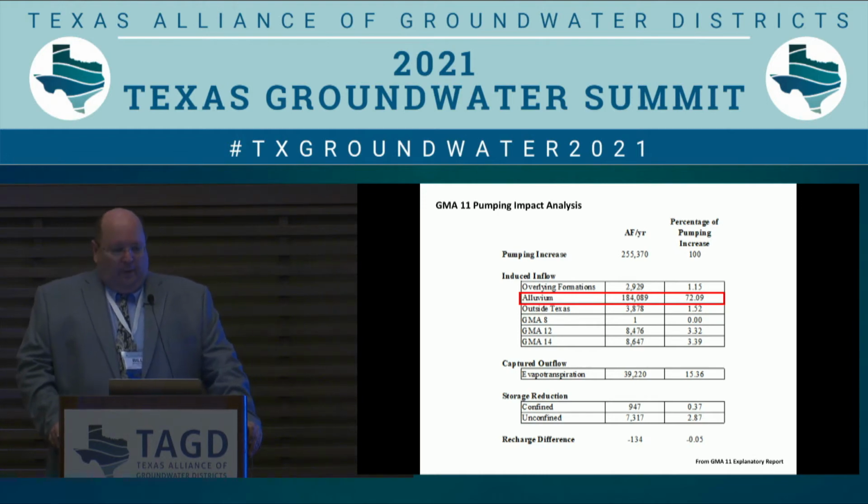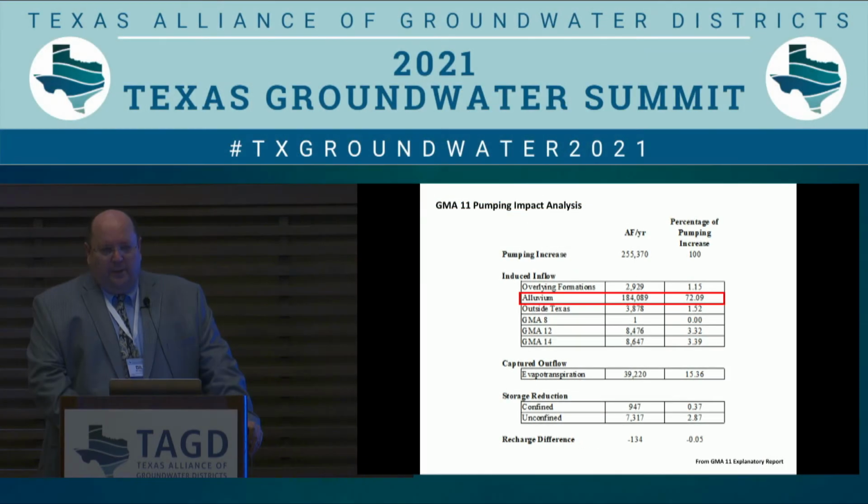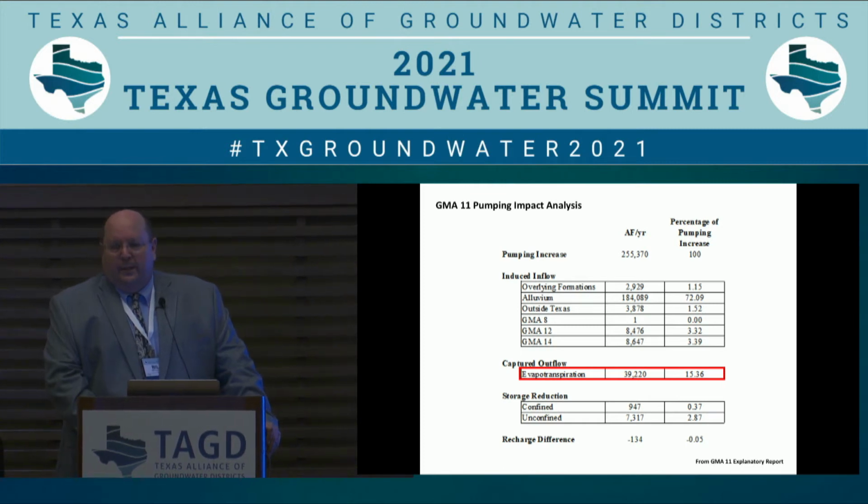The induced inflow from the alluvium represents about 72% of that total pumping increase. The alluvium is tightly connected to the stream flows, and so a good chunk of that is actually coming from surface water, because there's very little storage within the alluvium. ET is decreased by about 15%. That's part of what's supplying that increased pumping.